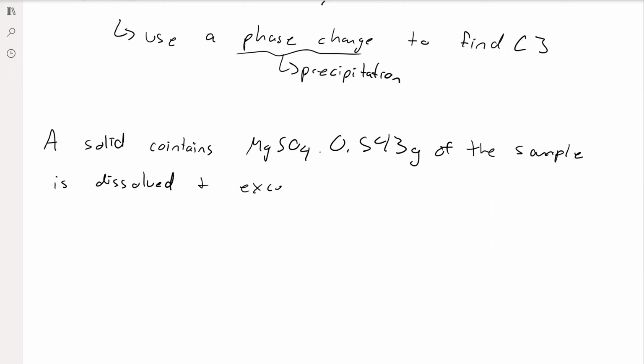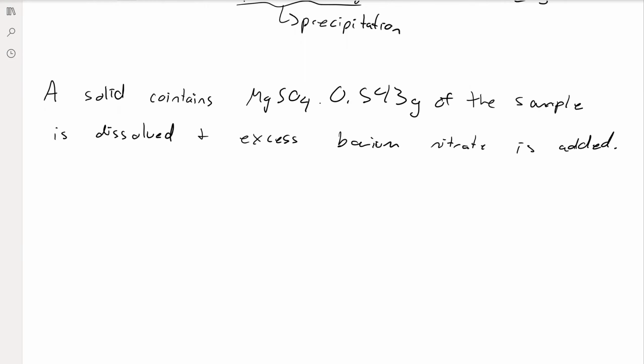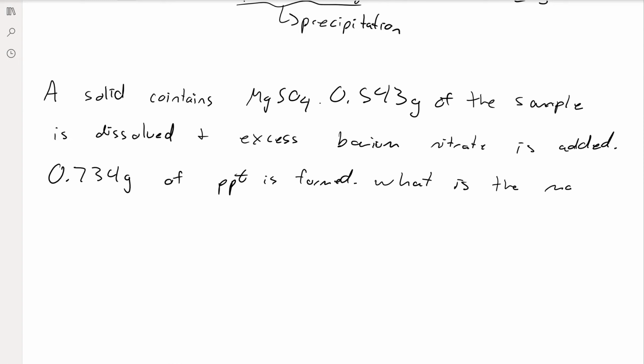And then excess barium nitrate is added. Think about why you want to add barium nitrate to magnesium sulfate. What's that going to do? I'll take a look at that in a second. After that happens, we end up with 0.734 grams of precipitate. And then we want to know what is the mass percent of magnesium sulfate in the solid.